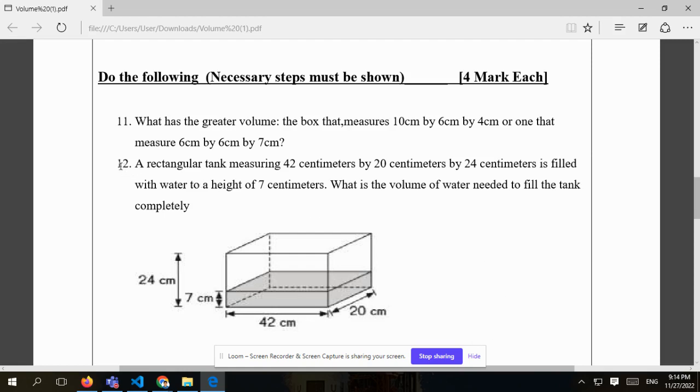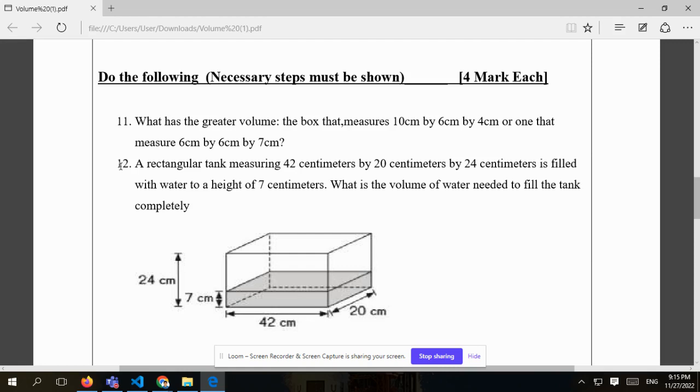Question number 11. What we have to do is find volume 1 and volume 2. What is the volume V1? It will be L1 multiplied by B1 multiplied by H1, right? What will be volume V2? It is L2 multiplied by B2 multiplied by H2. Now put in the values. What is the value of V1? 10 multiplied by 6 multiplied by 4.